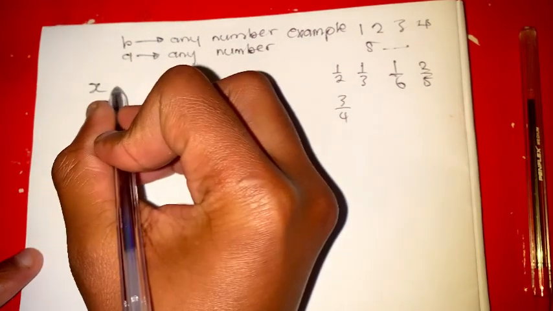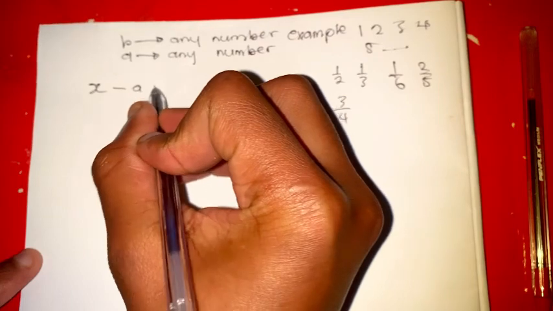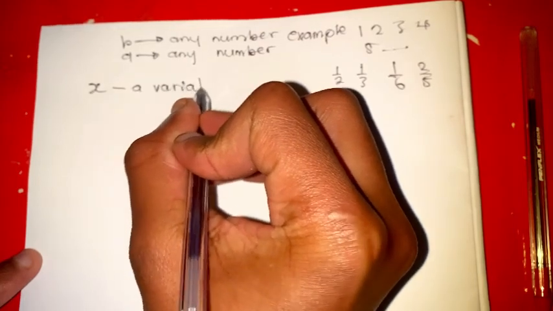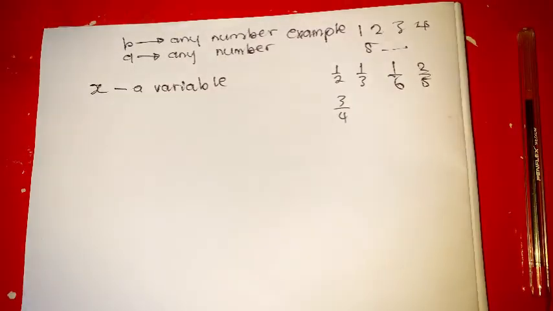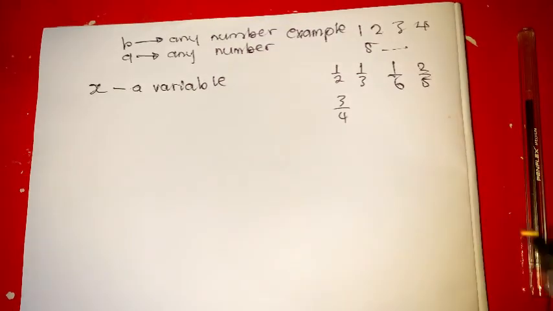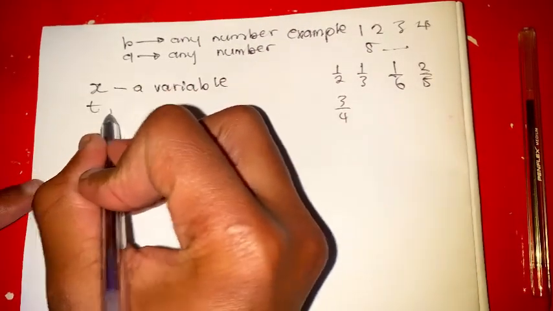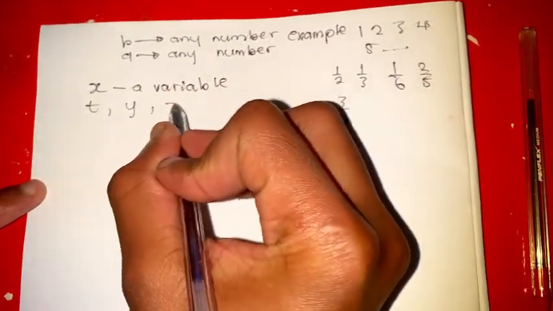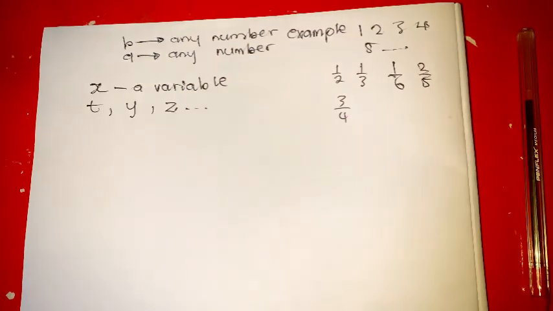Now x is a variable, which means x can be represented sometimes by an equation, sometimes it's just a variable which must be solved. In terms of solve for x, or solve for t, or solve for y, it can also be t, y, z, anything, as long as it's an unknown. So x represents an unknown variable.